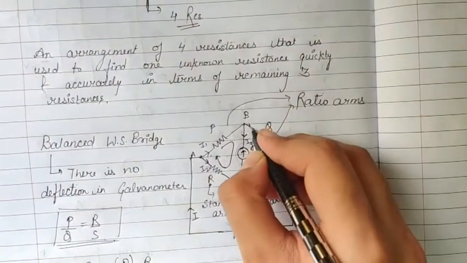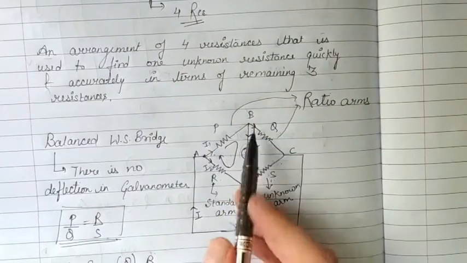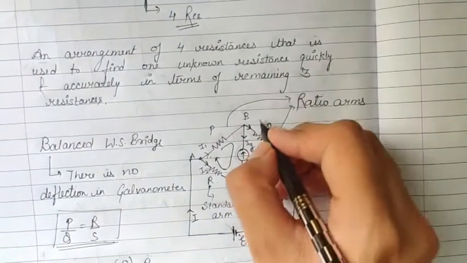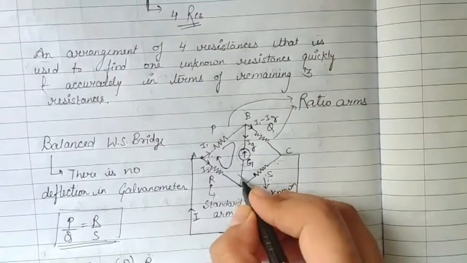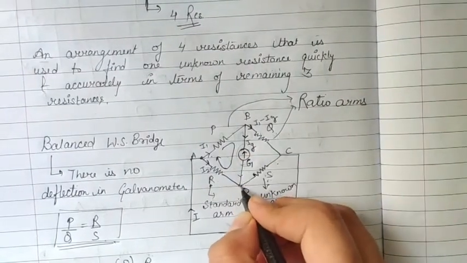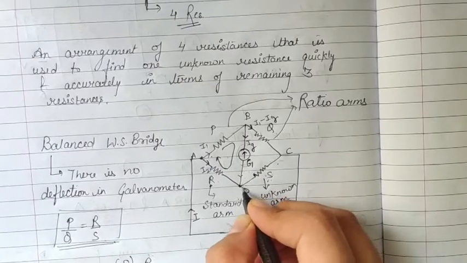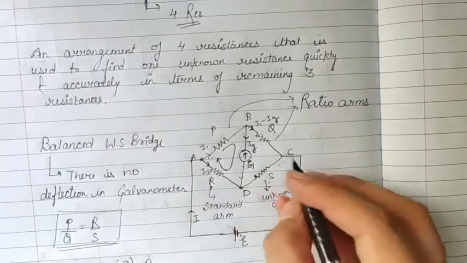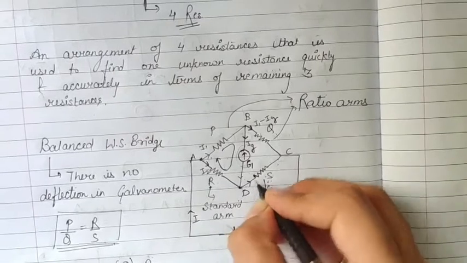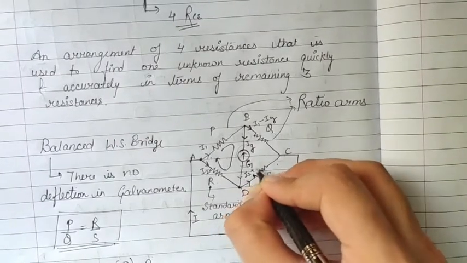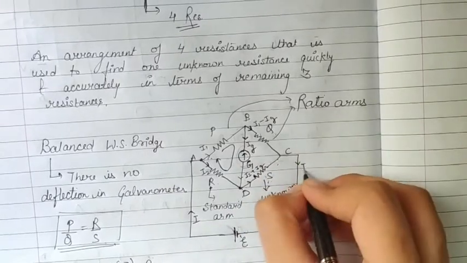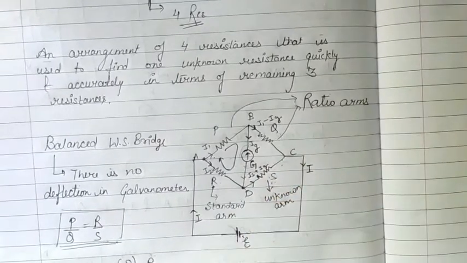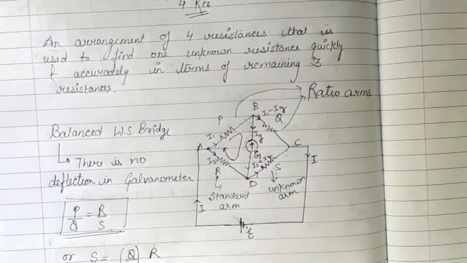Now the remaining current that moves from B towards C will be I1 minus Ig, and this Ig meets at point D, then the current moving from D to C will be I2 plus Ig, and at point C these both currents meet and give the value capital I. Okay, so these are the currents.